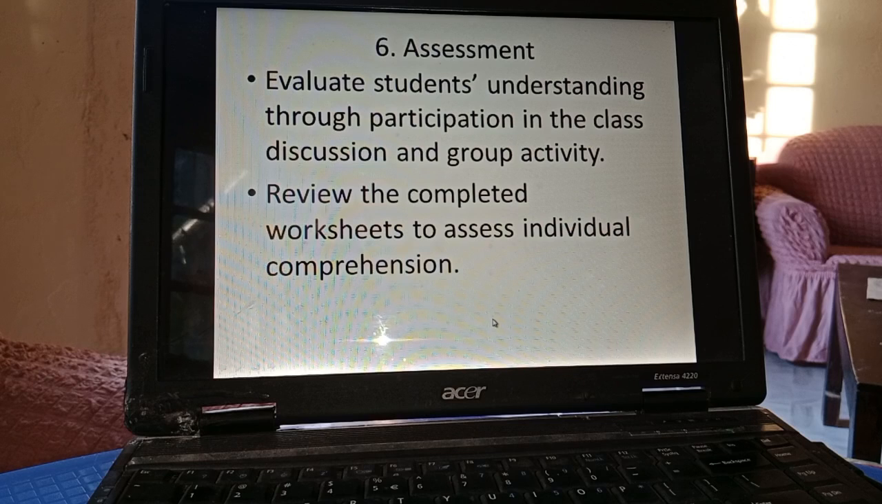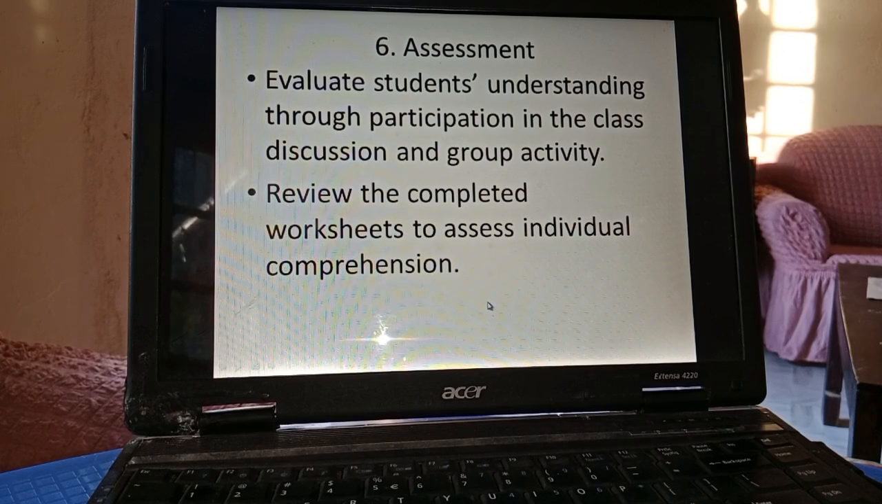Evaluate students' understanding through participation in the class discussion and group activity. Review the completed worksheet to assess individual comprehension. That is assessment.